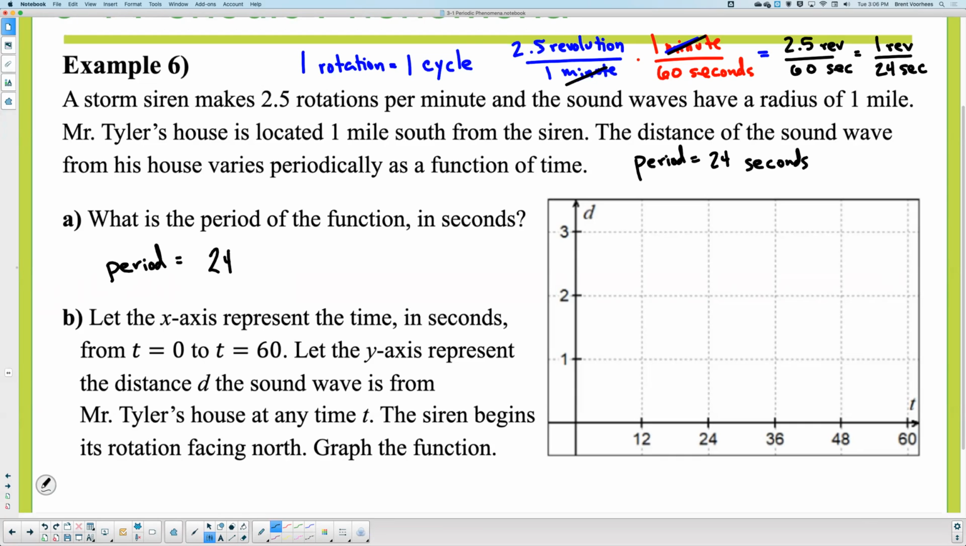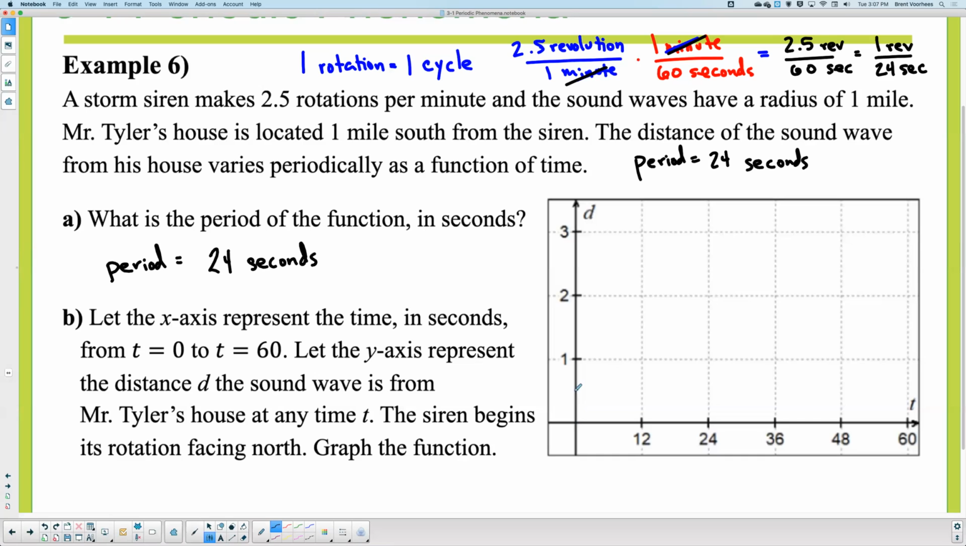Period equals 24 seconds. Now let the x-axis represent time in seconds from 0 to 60 seconds. That means 1 minute, so we should have 2.5 cycles in here. Let the y represent the distance the sound wave is from Mr. Tyler's house at any time t. The siren begins its rotation facing north. So we're 1 mile south. So the siren starts 1 mile. If here's the location of the house, we're 1 mile south of the siren.